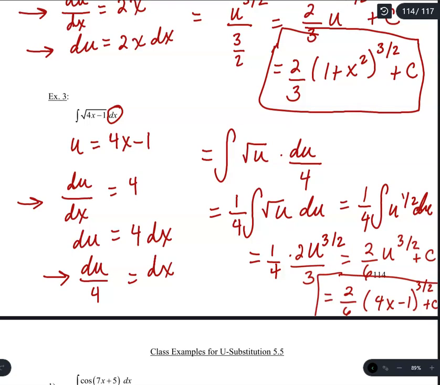We can always check these, just like always when we integrate, by taking the derivative to see what we come up with. But this should be our antiderivative, and we'll do lots of practice with this in class tomorrow. So be sure to bring your notes with you.